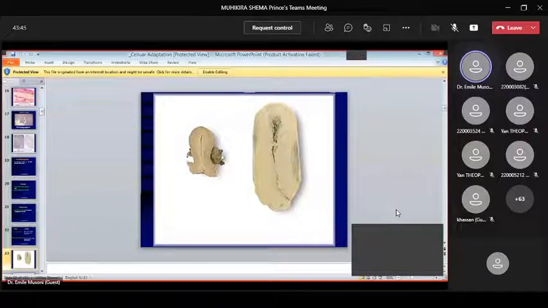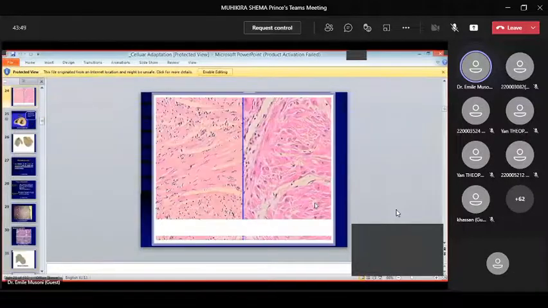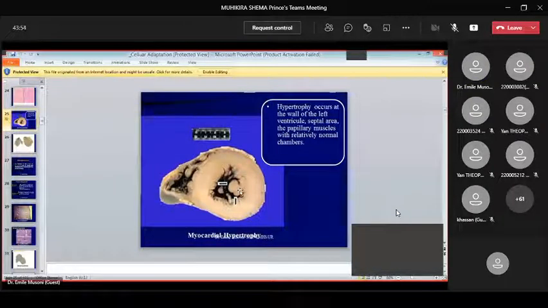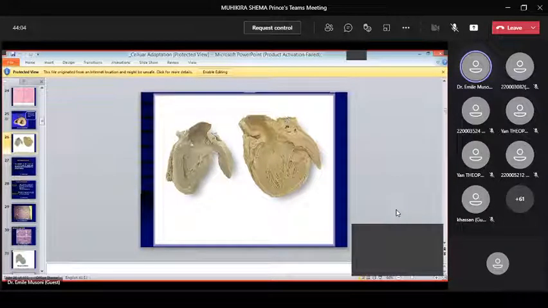This one is a normal uterus. This one is in case of hypertrophy. This is myocardial hypertrophy on the ventricle of the heart. This is the normal heart, and this is hypertrophy of the ventricles.